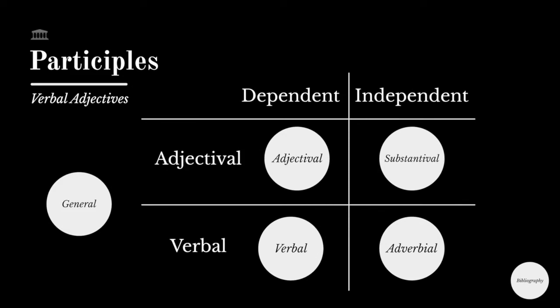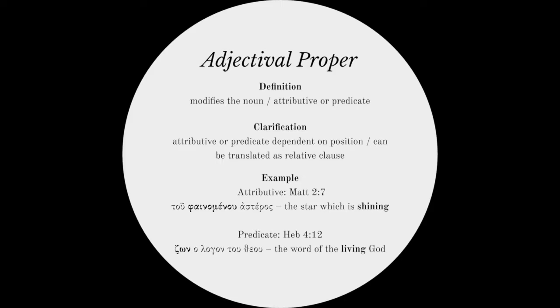Participles can be split into four main categories. They can function adjectively or verbally, and are either independent or dependent on a noun or verb. The first category are dependent adjectival participles. They act in a similar way to normal adjectives. They modify a noun and are either found in the attributive or predicate position. Its position in the sentence will determine whether it is attributive or predicate.